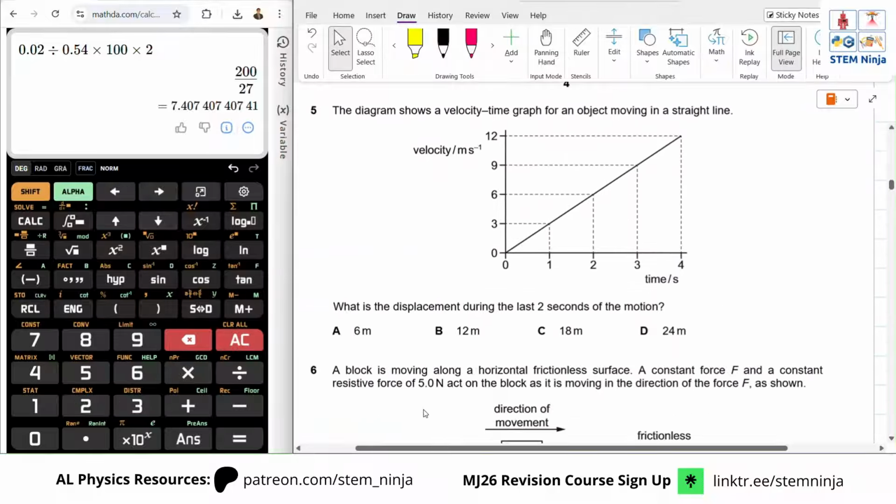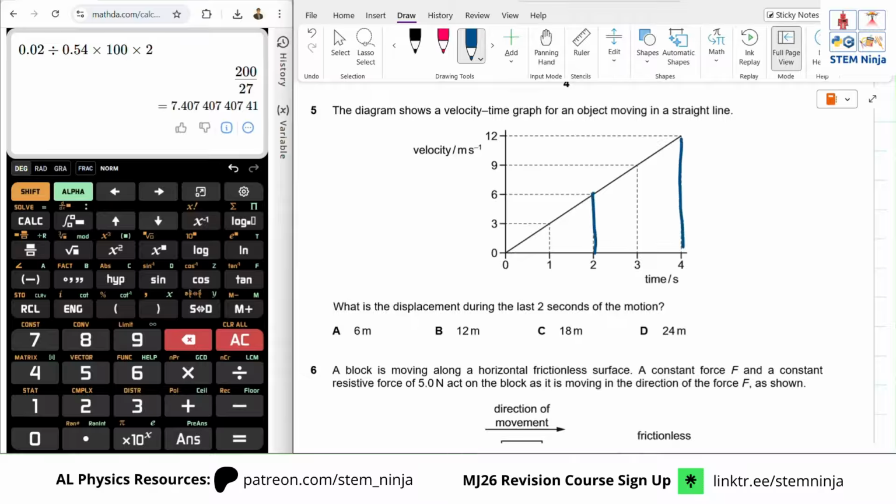The diagram shows the velocity time graph for an object moving in a straight line. What is the displacement during the last 2 seconds of the motion? So last 2 seconds of the motion, we need the area under the graph. So this is a trapezium, so half times by 6 plus 12 times by 2, so 18. So basically just 18.